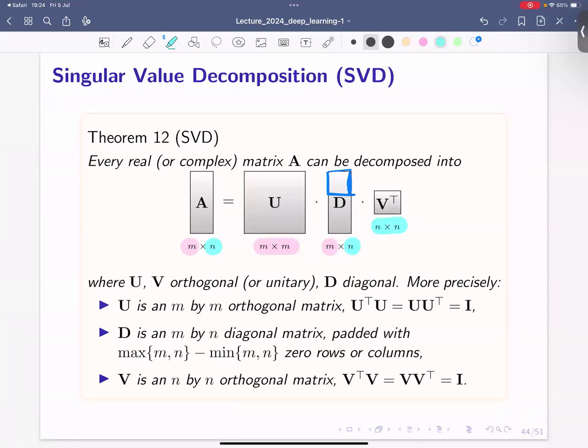So n by n here. You can check, of course, that when you multiply all those things, you get the right dimension. So what are those matrices U and V exactly? Those are so-called orthogonal matrices. As a reminder, an orthogonal matrix is a matrix such that U transpose U is equal to the identity matrix, and the same holds for the V matrix: V transpose V is the identity matrix. And again, D, as I said, is a diagonal matrix which is padded with zeros.